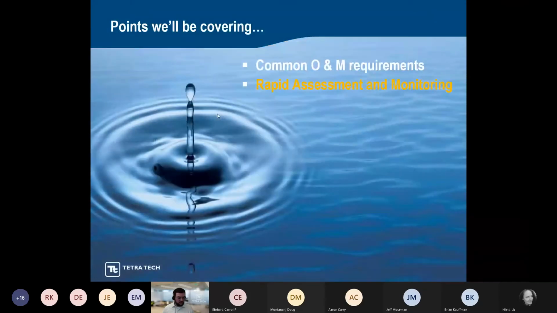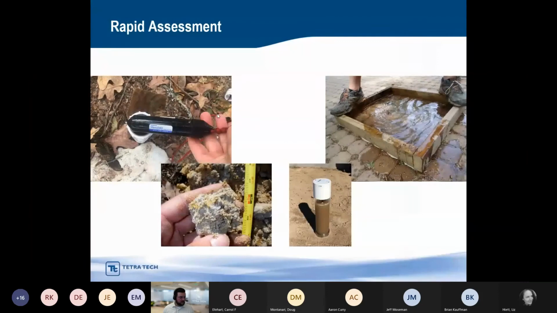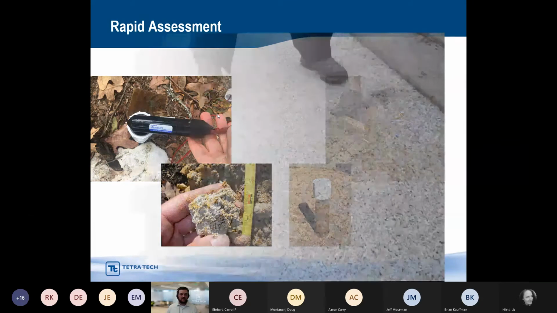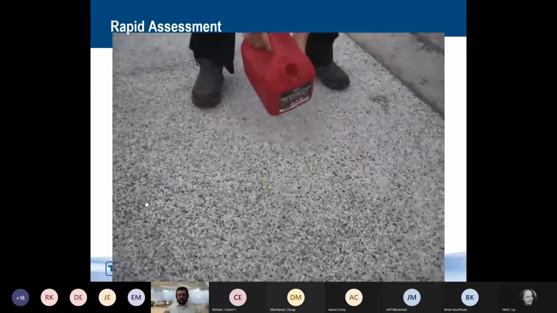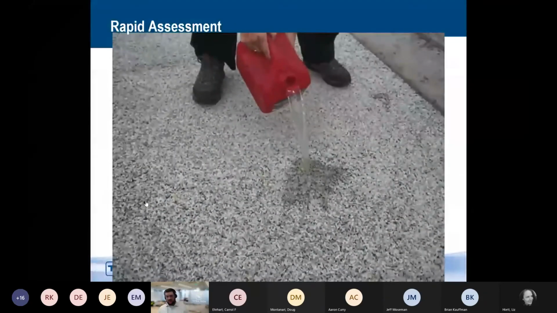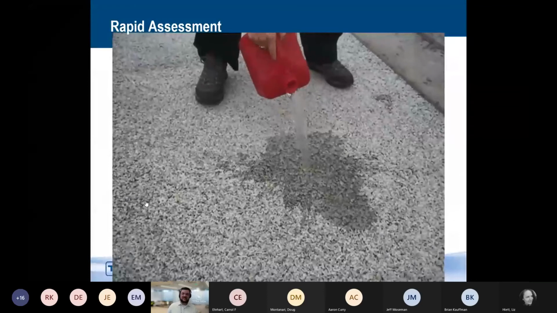So I want to take one more minute. We're running a little low here, but just to talk about rapid assessments. I talked about some maintenance triggers, and I really like a good simple test. These are a few that you can perform. There are some rapid assessments for infiltration. So this is one, this is in some of the municipal recommendations. I know it looks like a gas can, but it's actually an infiltration testing device.